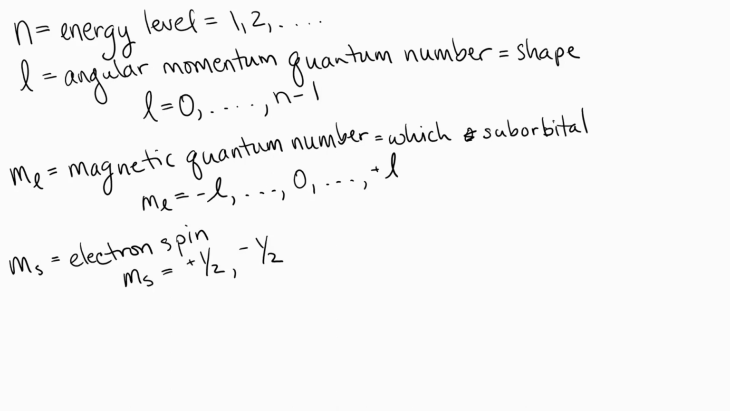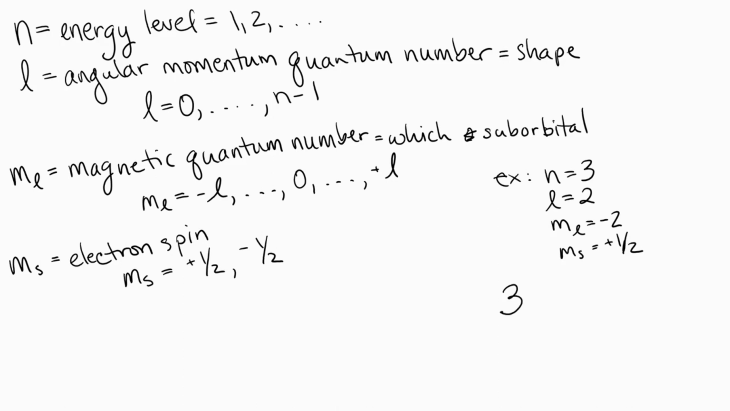Now, the next thing we are going to want to do is actually solve one of these. So let's take a look at an example. If we have n equals 3, L equals 2, m sub L equals negative 2, and m sub S equals positive 1/2. The way that we're going to solve this is n is 3, so our electron is in the 3 energy level.